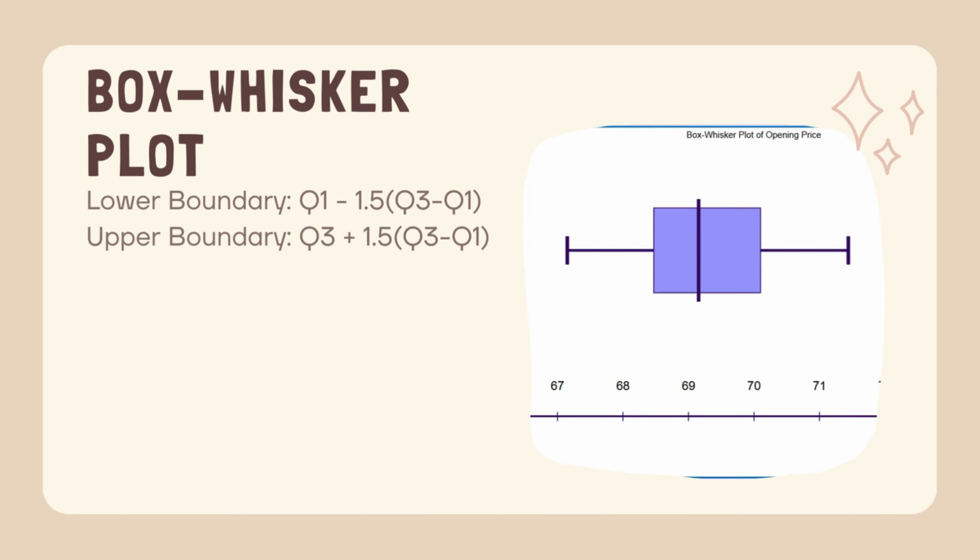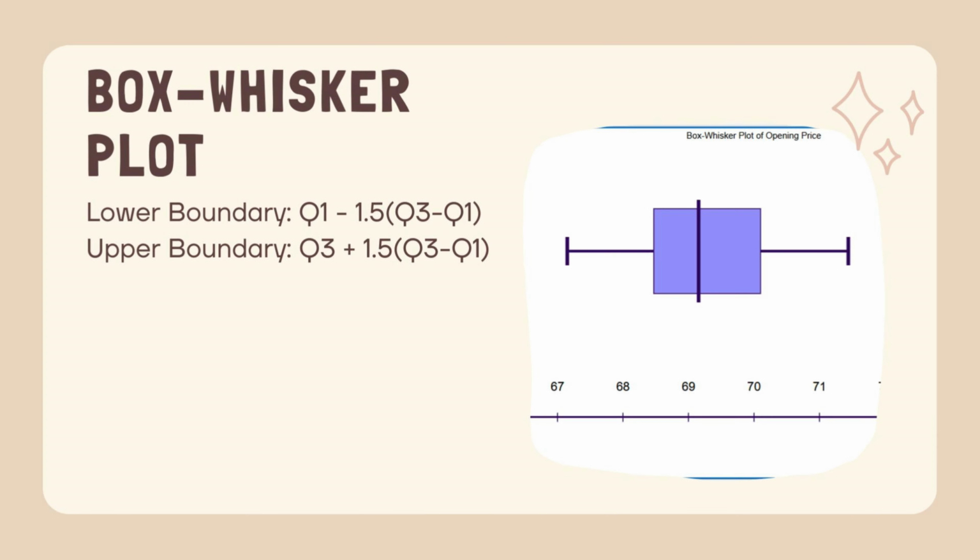The last one is the box whisker plot, where first we need to determine the lower boundary and the upper boundary. The formula of the lower boundary is quartile 1 minus 1.5 times (quartile 3 minus quartile 1), and the upper boundary is quartile 3 plus 1.5 times the difference of quartile 3 and quartile 1.